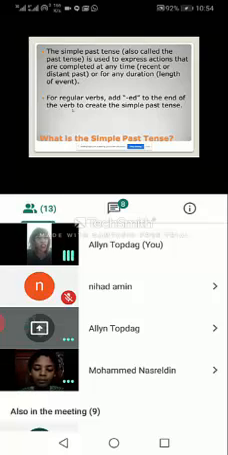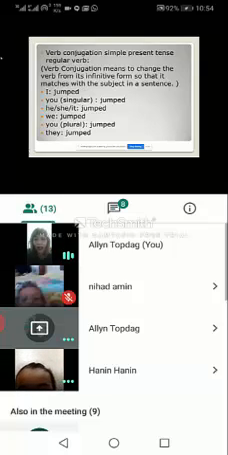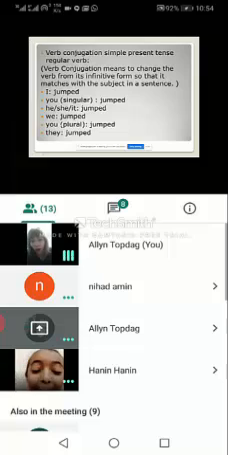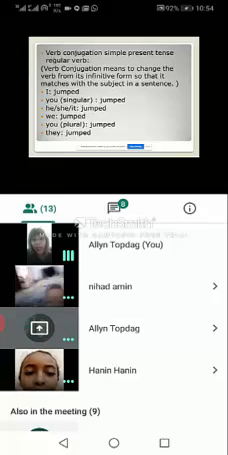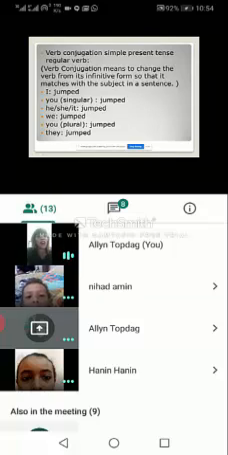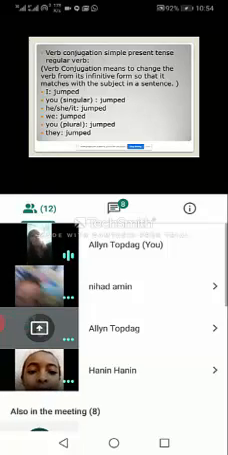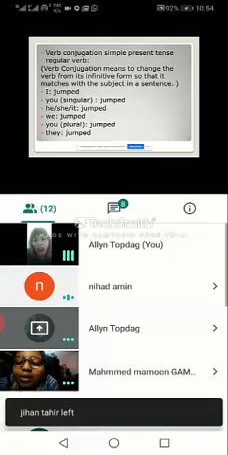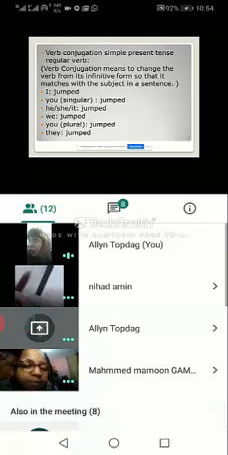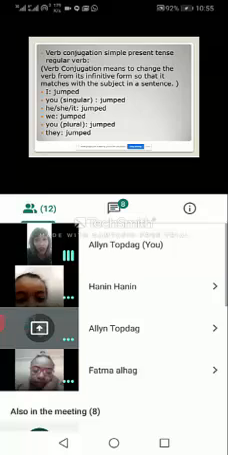So verb conjugation means to change the verb from its infinitive form so that it matches with the subject in a sentence. For example, here you see the subject is I, jumped. You in a singular form, jumped. He, she, it jumped. We jumped. You jumped. They jumped. As you can see, all the infinitive verbs in their regular form, past tense, are just the same, right? As you noticed, the verb ends with ed.